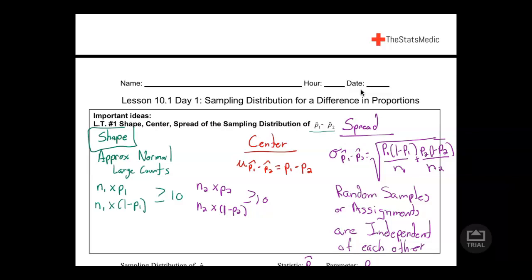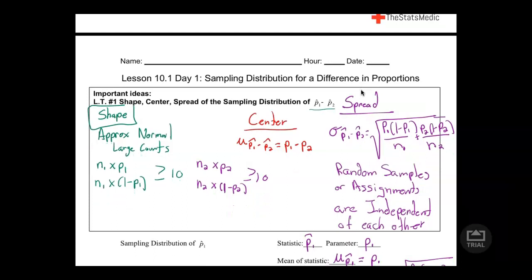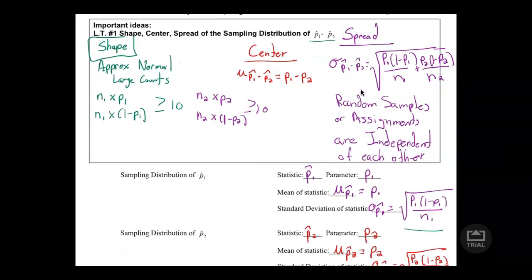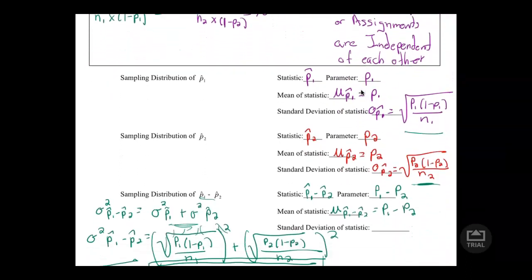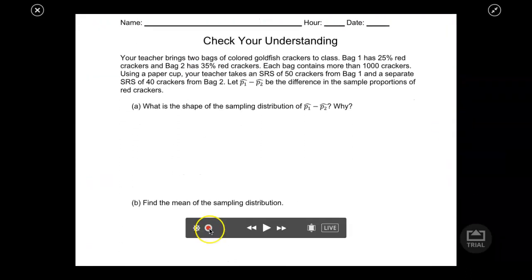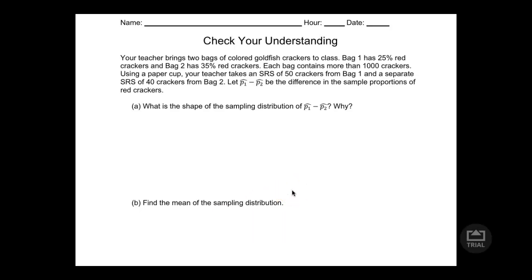Okay, so let's go ahead and take a look at the practice problem. We are going to be using shape, center, and spread. I'm not giving homework on this, but it's just to introduce where we're going with the chapter, and you may have to answer questions about that later on. Okay, so let's do the check our understanding.